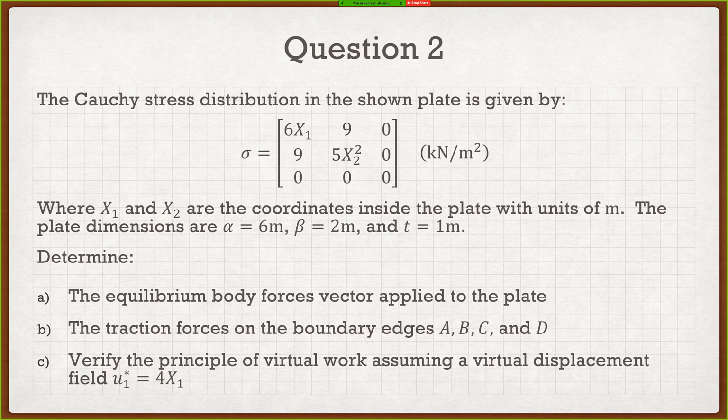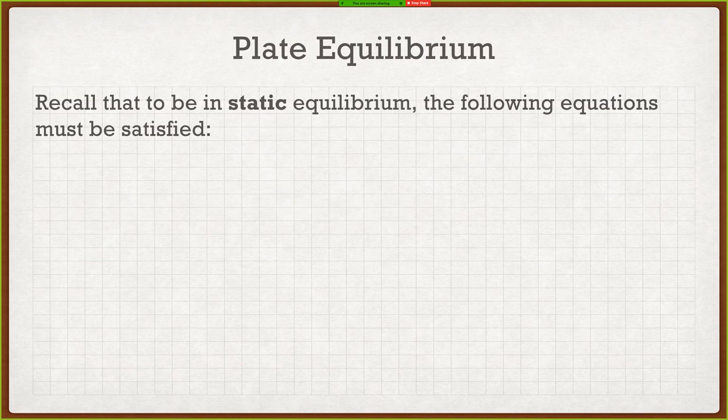However, the key to part C is knowing the external virtual work, as you guys may have guessed. To calculate the external virtual work in these types of questions, we need both the equilibrium body forces as well as the traction forces. So, of course, A and B are going to be essential to part C. So let's go into it.